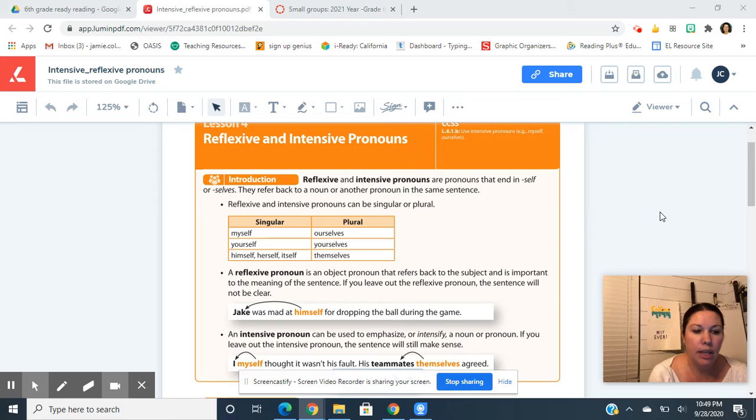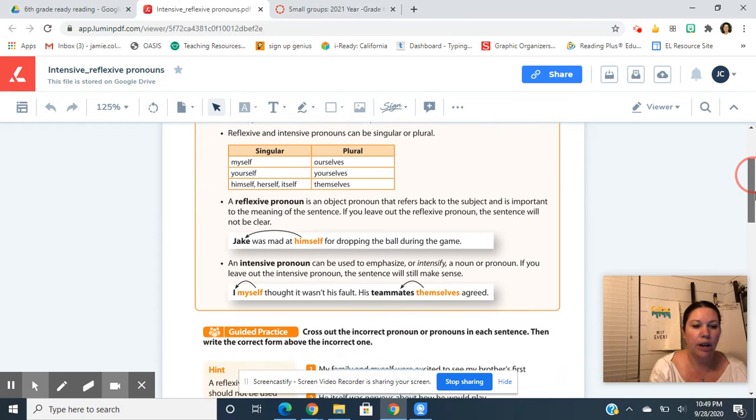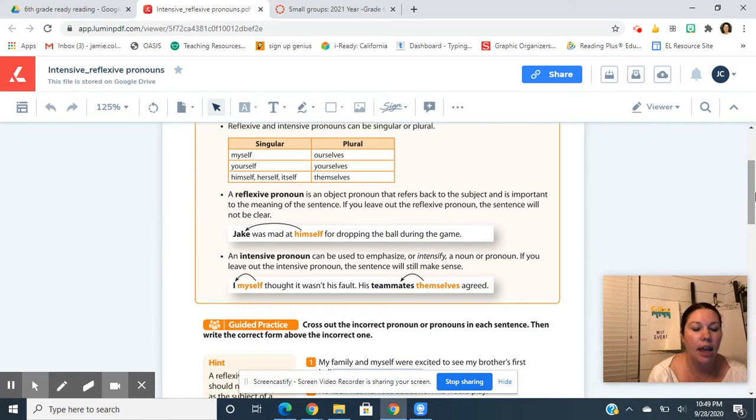Some singular reflexive and intensive pronouns will be myself, yourself, himself, herself, itself, and the plural ones would be ourselves, yourselves, themselves. It gives us an example here of what a reflexive pronoun is. It's the object pronoun that refers back to the subject and is important to the meaning of the sentence. So if you leave out the reflexive pronoun, the sentence will not be clear.